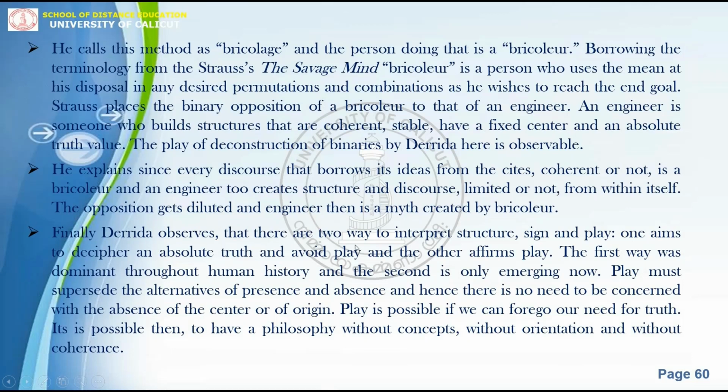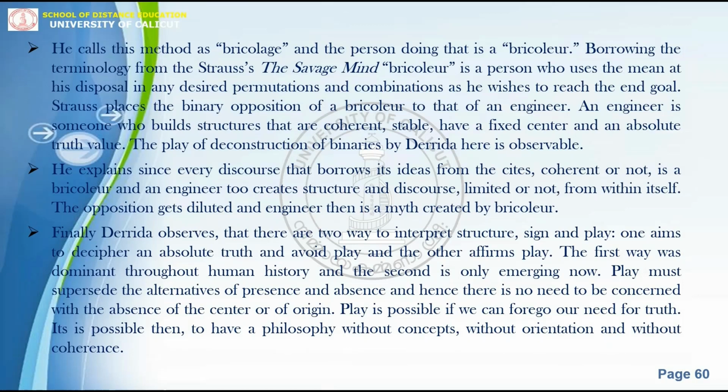Finally, Derrida observes that there are two ways to interpret structure, sign and play. One aims to decipher an absolute truth and avoid play, and the other affirms play. The first way was dominant throughout human history, and the second is only emerging now. Play must supersede the alternatives of presence and absence, and hence there is no need to be concerned with the absence of the center or of the origin. Now, play is possible if we can forego our need for truth. It's possible then to have a philosophy without concepts, without orientation, and without coherence.